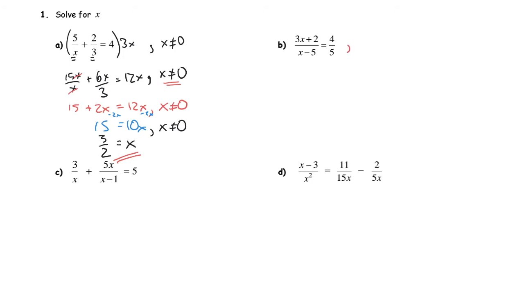So I will identify that my x value here cannot be equal to 5, because if it is, I get a division by 0 on the left. So I don't want that to happen, but that's the only restriction.